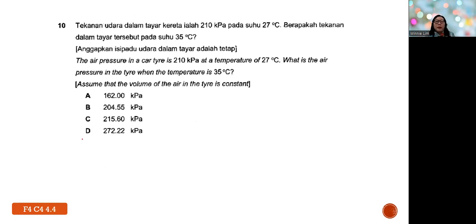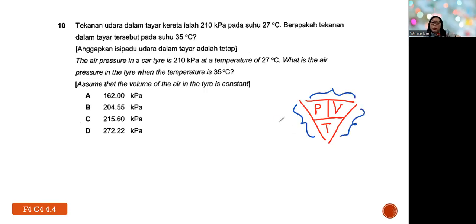Number 10. The air pressure in car tires is 210 kilopascal at a temperature of 27 degrees Celsius. What is the air pressure in the tire when the temperature is 35 degrees Celsius? So this idea is under the gas laws. As you all know, there are 3 gas laws, and the common idea that we use is this triangle with P, V, T, where the 3 sides refer to the 3 respective laws. I always use a short form from my Chinese teacher. This one is Gay-Lussac's law, this is Boyle's, and this is Charles's.